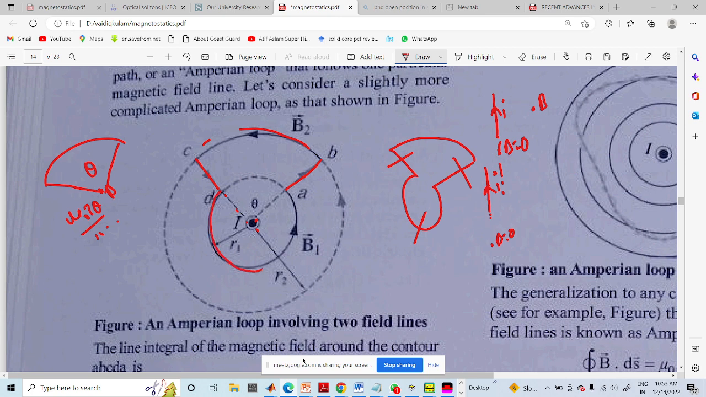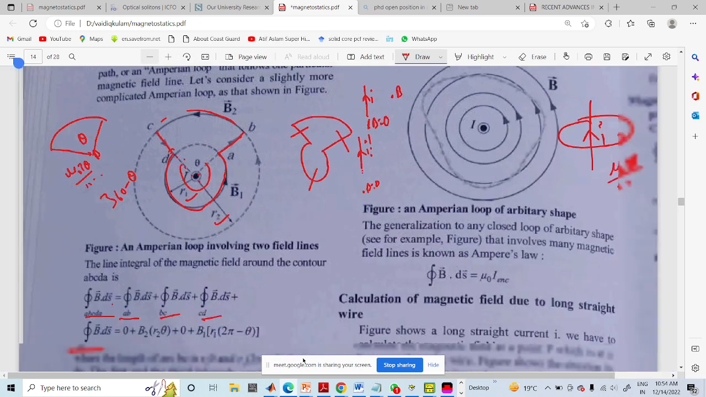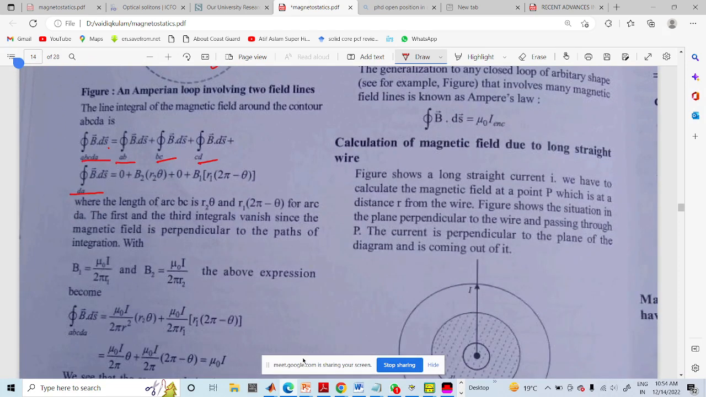Now because of this path, the same thing we can apply here. The angle between these two is 360 minus theta. So whatever we applied in the earlier case, the same result applies here, but theta will be different, and R1 and R2 are also different. For this case we have R1, and for this case we have R2, right? Look at here, B is 0 on the straight parts, B2 with R2 theta, and B1 with R1 and 2 pi minus theta, and this result we have already covered in the last class, right? So you can compare from there.